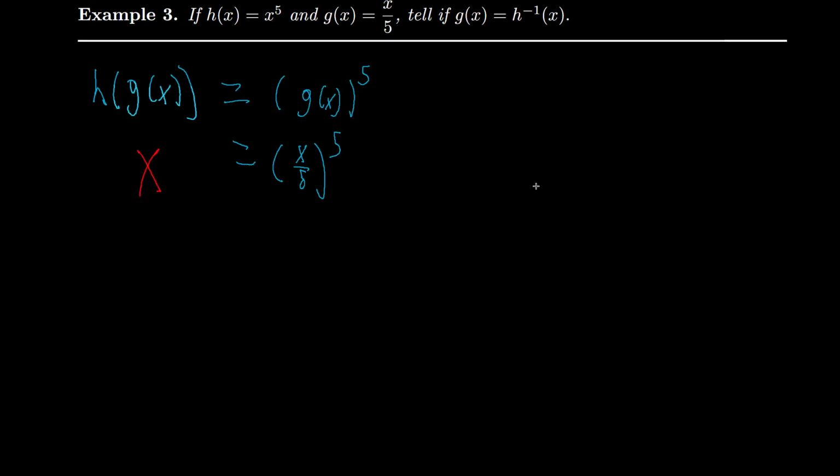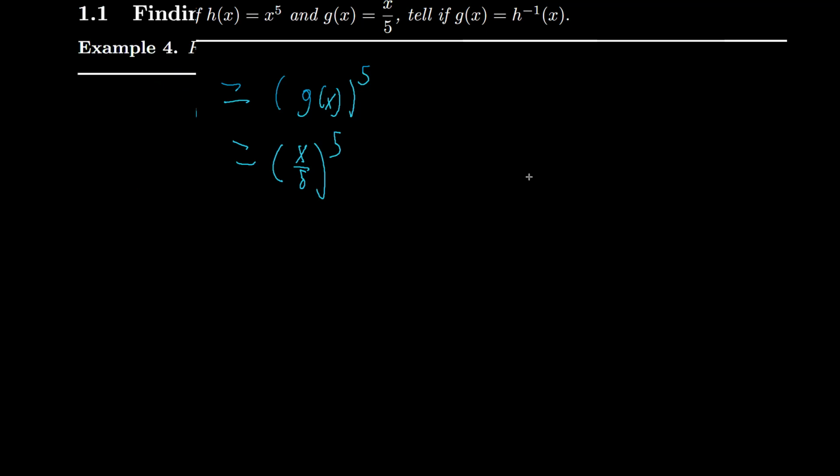I don't even have to check g of h of x. I don't even have to check it at all. Specifically because it doesn't work for one of them, then it cannot work for both. If a mathematical statement does not hold for one part of the statement, it cannot hold for both because it doesn't hold for one. That's all there is to that one.